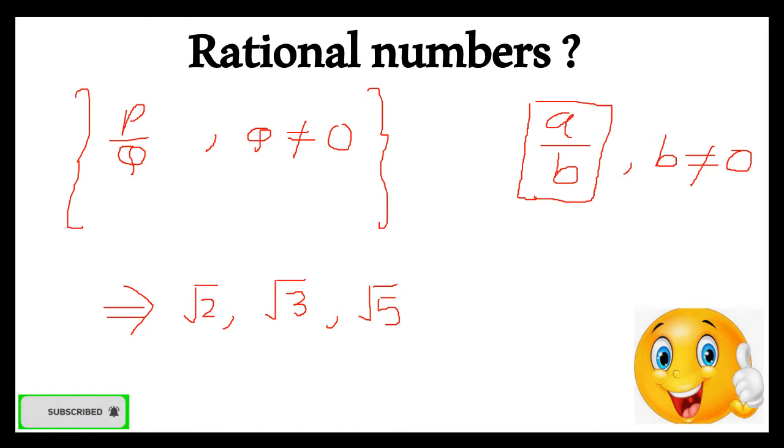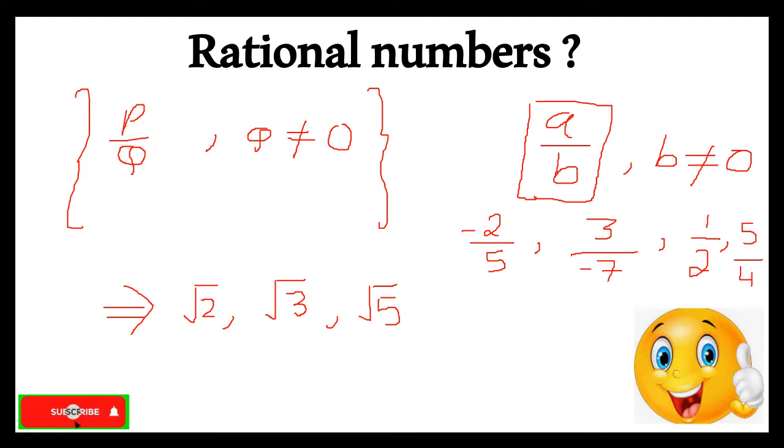But if we take some examples of rational numbers, you can take any two integers, like -2 upon 5. This is a rational number. If I take a positive numerator, that is 3, and a negative denominator, that is -7, it's a rational number. 1 by 2 is a rational number, 5 by 4 is a rational number. So any two integers you take in the form of a upon b or p upon q make a rational number, where the denominator can never be equal to 0.